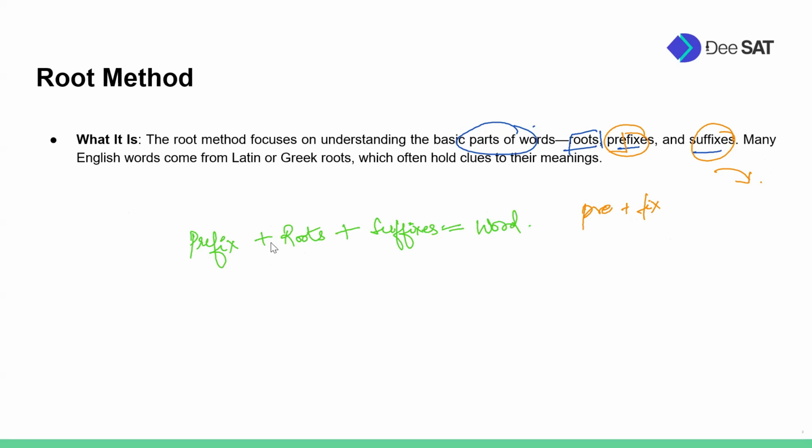Here, please note, not every word will have a prefix, not every word will have a suffix. In fact, not every word can be further broken down. Some of the words are the roots itself. But if they had these parts, then this is how you position them.